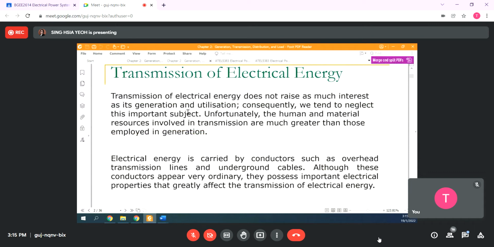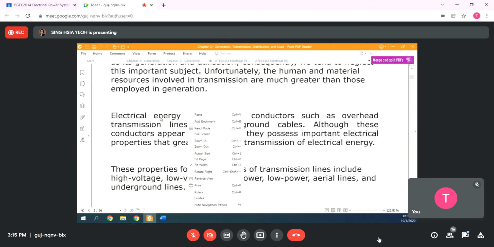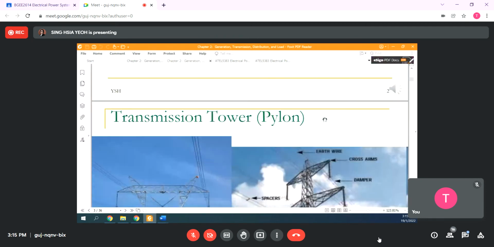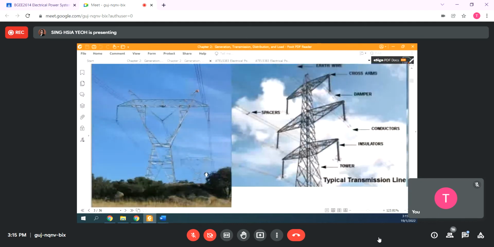transmission and distribution. So this is a transmission tower. Sometimes we call it a pylon. If you hear people say pylon, then you should know it actually refers to this transmission tower.